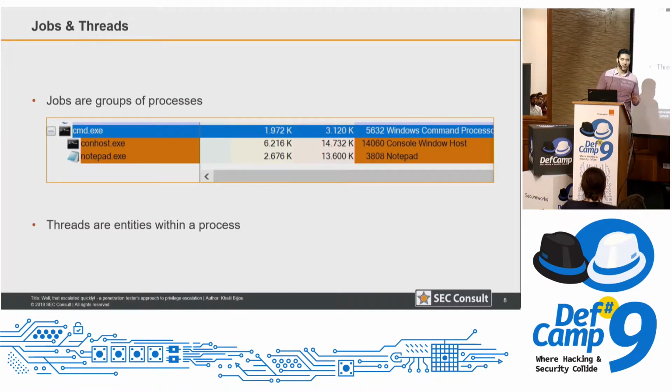Now that we know more about processes, what are jobs and threads then? Jobs are simply groups of processes. As you can see on the screen, you have the process cmd.exe, and this process again contains 2 other processes, conhost.exe and notepad.exe. And threads are entities within a process that are computed by the CPU.